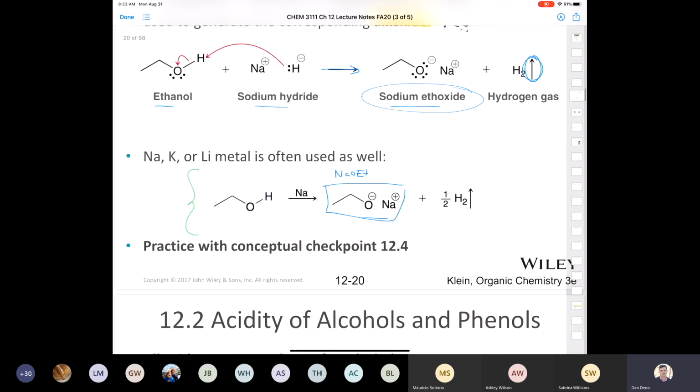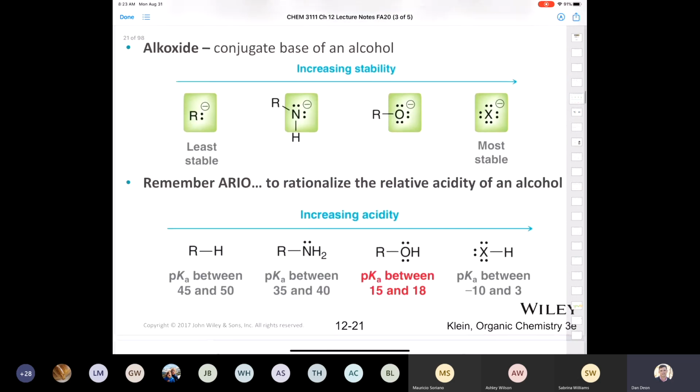Anyhow, let's talk about alkoxides and their basicity. It says here, an alkoxide is the conjugate base of an alcohol. And remember, we use ARIO to rationalize the relative acidity of an alcohol. What's going to make something acidic? Something is going to be acidic when its conjugate base is stable. You can see here that the reason why an alcohol is more acidic than an alkane or an amine is because its conjugate base is more stable. And why would that be? Because the negative charge is on a more electronegative element.